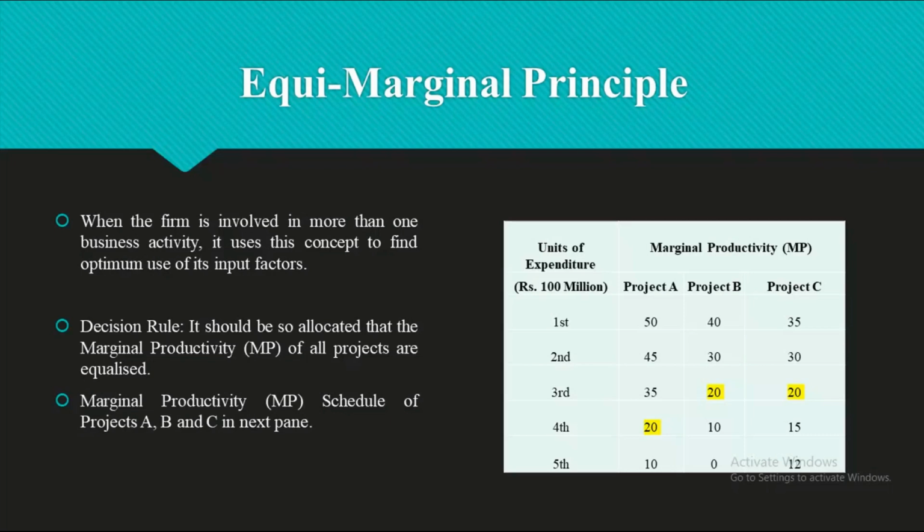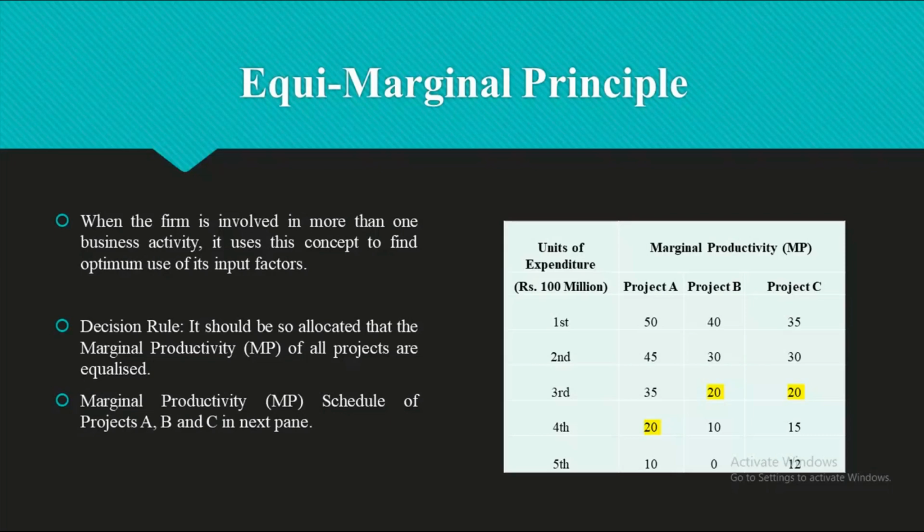So how does the firm's manager generally decide in this case? They will invest the first batch of their investment in project A, which is giving the highest, 50. Then the second batch, they will invest in project A again, because it is still 45.